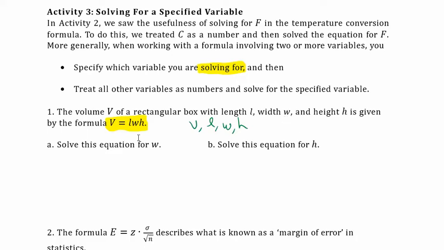This formula right now is solved for V, because V is by itself on one side of the equation. There are 3 other variables here, so we could solve for any of those 3 variables as well and write a different version of this formula.